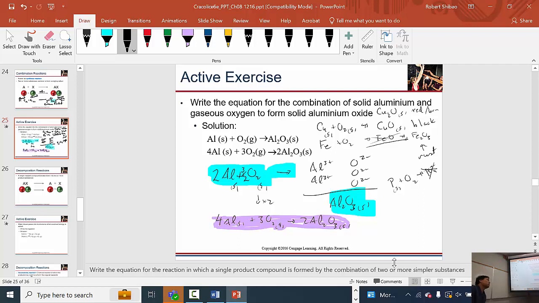What's the max charge on phosphorus? Yeah, the max charge on phosphorus is 5. What's the charge on oxygen? 5 plus is a very difficult charge to maintain, but that's what we use to predict these things. So we're going to end up with a formula of P2O5.